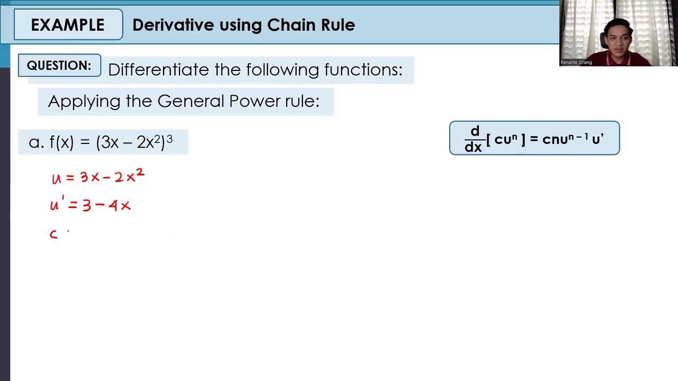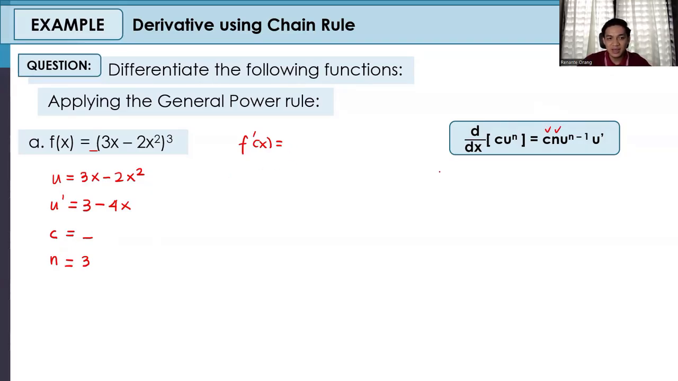Next is our constant. So, as you can see here, wala po tayong constant sa my front. So, blanco lang. Next is our n, that is equivalent to our exponent na nasa labas, that is cube. So, kompleto na tayo, class. We have our c, we have our n, we have our u, and u prime. Proceed na po tayo sa ating formula. We have f prime of x. Ibig sabihin, the derivative of our f of x is equivalent to our c. So, wala po tayong c, so blanco.